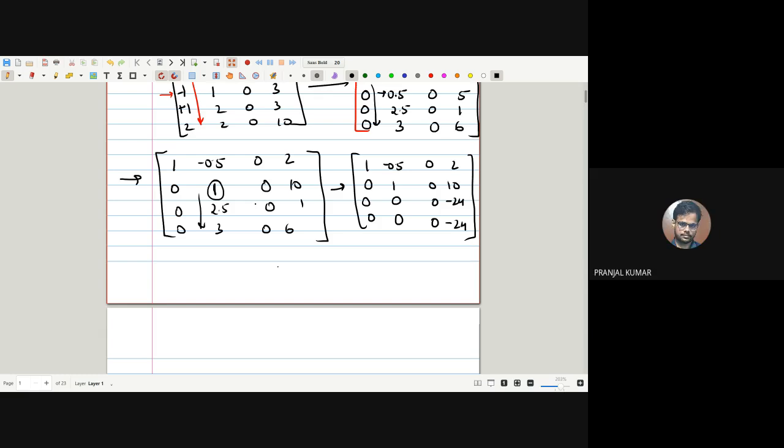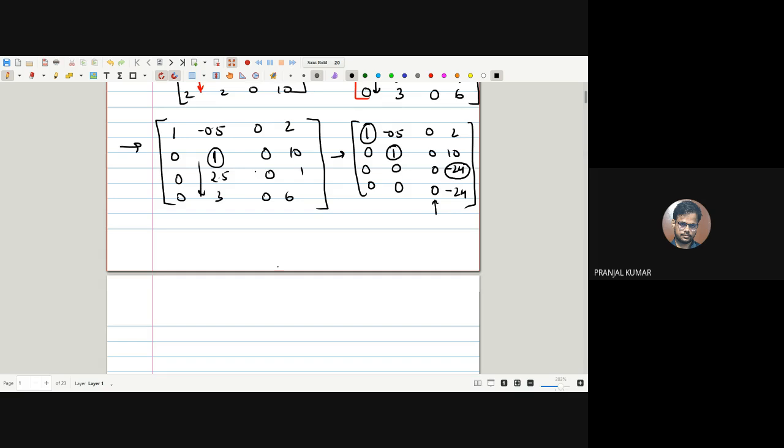Okay, now you can see I have cleared down this pivot. Now there is no pivot in this column. So now my last pivot will be here. What I need to do is first scale it by minus 1 by 24. So I'm going to directly write it, all those steps. 0, minus 0.5, 0, 2, 0, 1, 0, 10, 0, 0, 0, 1, and 0, 0, 0, 0.